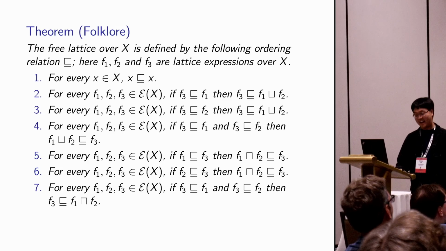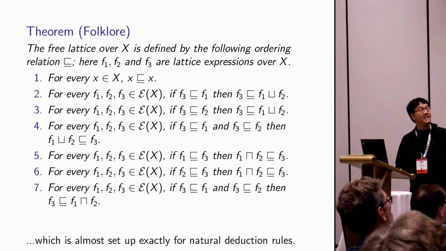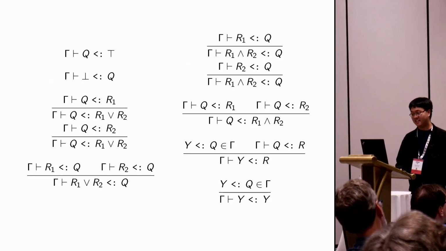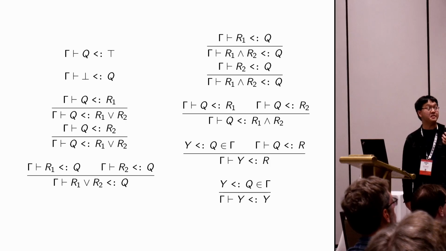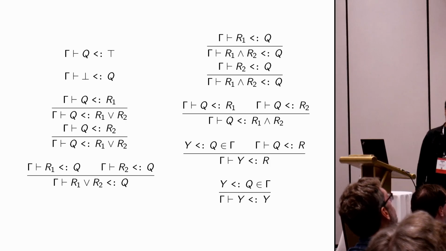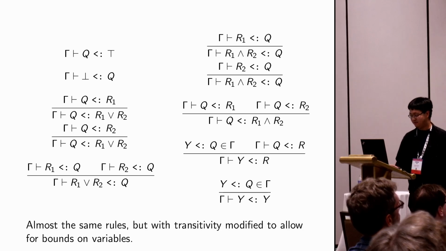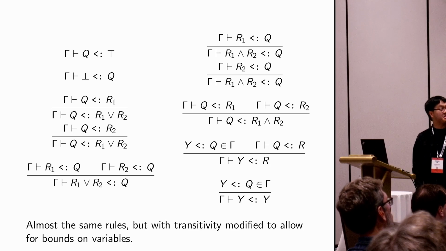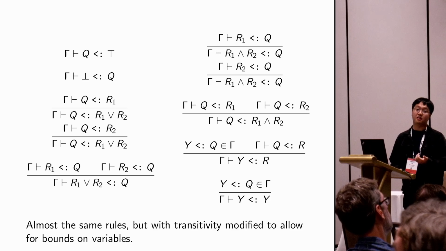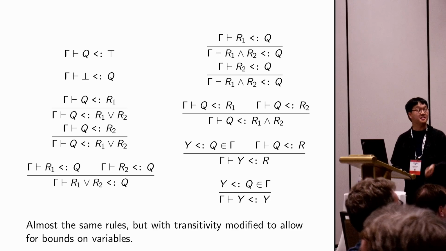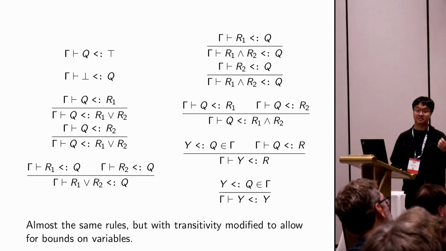And that's really handy because this is almost exactly set up for natural deduction rules. So we can take these rules and write out really familiar subtyping or subqualification rules for computing when two things are subqualified by each other in the free lattice. It's almost the same rules, except with transitivity modified to allow for bounds on variables, because we're working in a variant of System F sub, which has bounds on type variables. For orthogonality, we want bounds on qualifier variables as well.